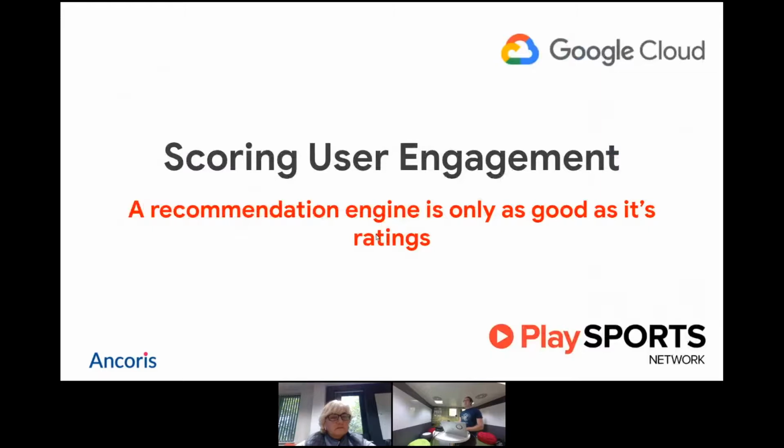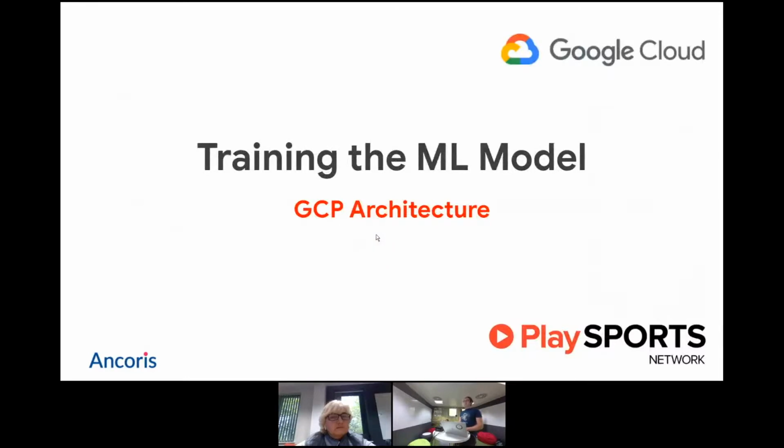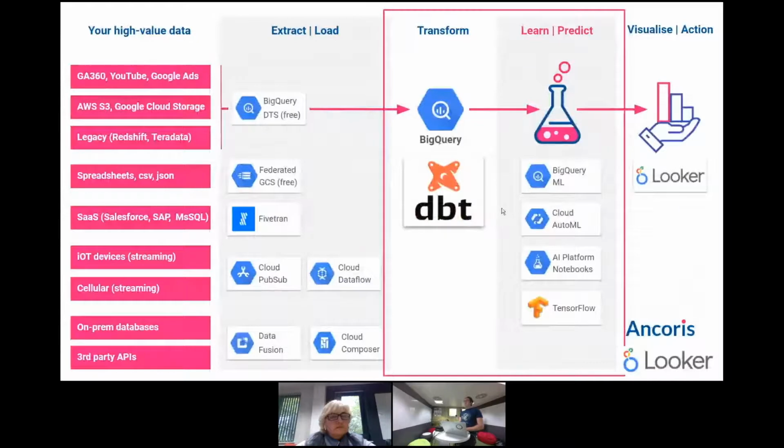Yeah, so that's just highlighting what I was just saying for scoring user engagement. A recommendation engine is only as good as its ratings. Training the model in terms of the GCP architecture, we essentially used our similar approach. So we had BigQuery ML where the model sat. We had dbt for all the pipelines.